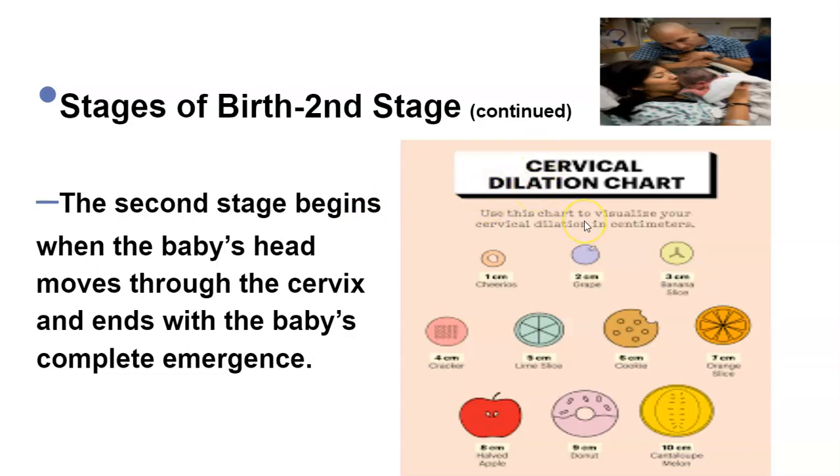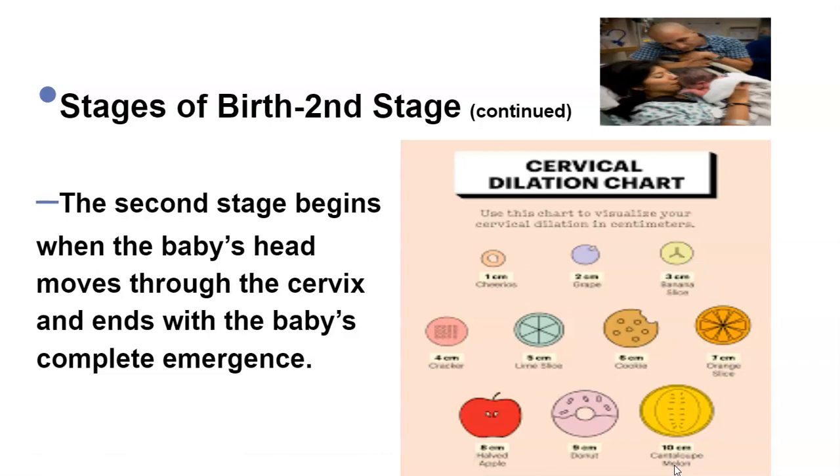chart. A lot of times when we talk about the size of the cervix, they will talk about it in regards to centimeters. So you start off at 1 centimeter. That's the size of a Cheerio. And then what has to occur is that the cervix has to be dilated about 10 centimeters so that the baby can be born. And the 10 centimeters is the size of a cantaloupe melon.